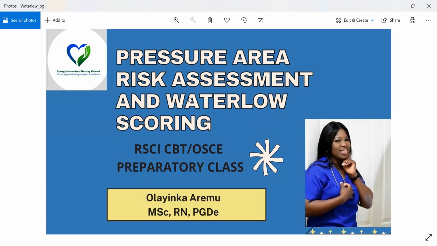But in Ireland and most English-speaking countries, there's this Waterlow scoring. It's called Waterlow. That's just the name of the scoring procedure, or like a chart. So you have criteria there that you can use to measure who and what you should check out for when you're assessing a patient.